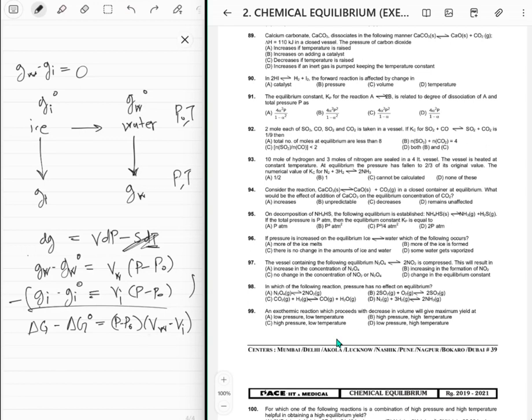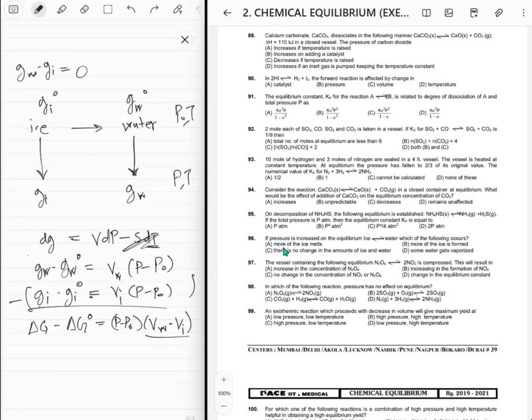So if your change in volume going from, say, ice to water is positive, then you should try to decrease pressure. When you decrease pressure, your reaction will go forward, right? So delta G will become more negative. So now we can go back to that question, right?